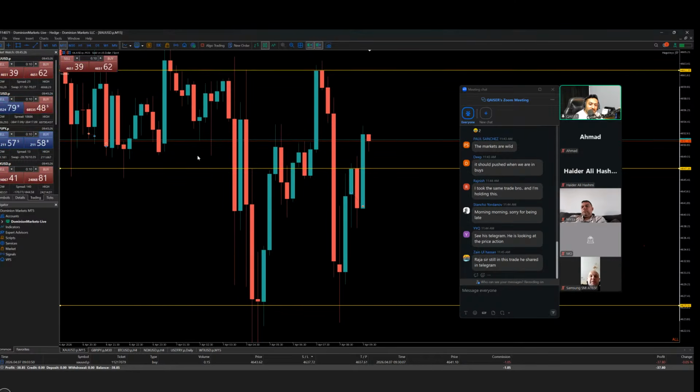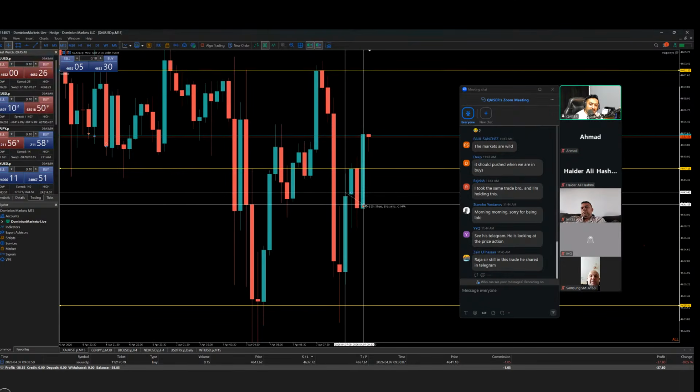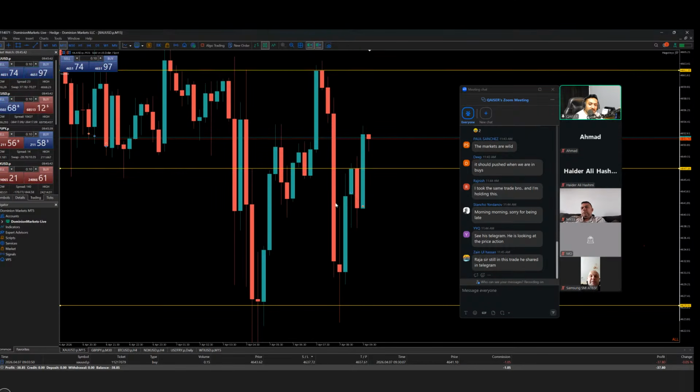Morning, mornings. Okay, good morning. See this, he's looking at the price action. Okay, still in this trade, he shared intel. Oh, he just held on with this trade. He was in this trade. The same idea. I didn't know that. Is he still holding this trade? Wow, many people are holding on with this trade. What thing actually forced them to hold with this trade?